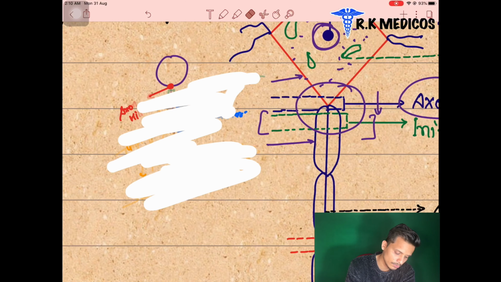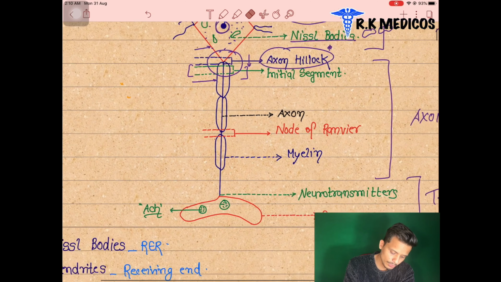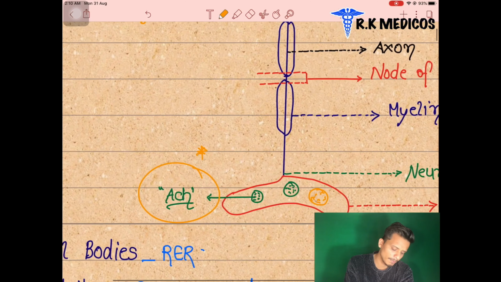Now let's look in another way. We are going to see in the terminal end there are small vesicles, bag-like structures, and these bags are filled with neurotransmitter. In the peripheral nervous system, basically in the parasympathetic nervous system, they are filled with acetylcholine. So in the parasympathetic system, any neuron present is filled with acetylcholine at the synapses. So this is all about the neuron. Now you know the Nissl body is present in the cell body region, and it is the rough endoplasmic reticulum, the RER, of the cell body.